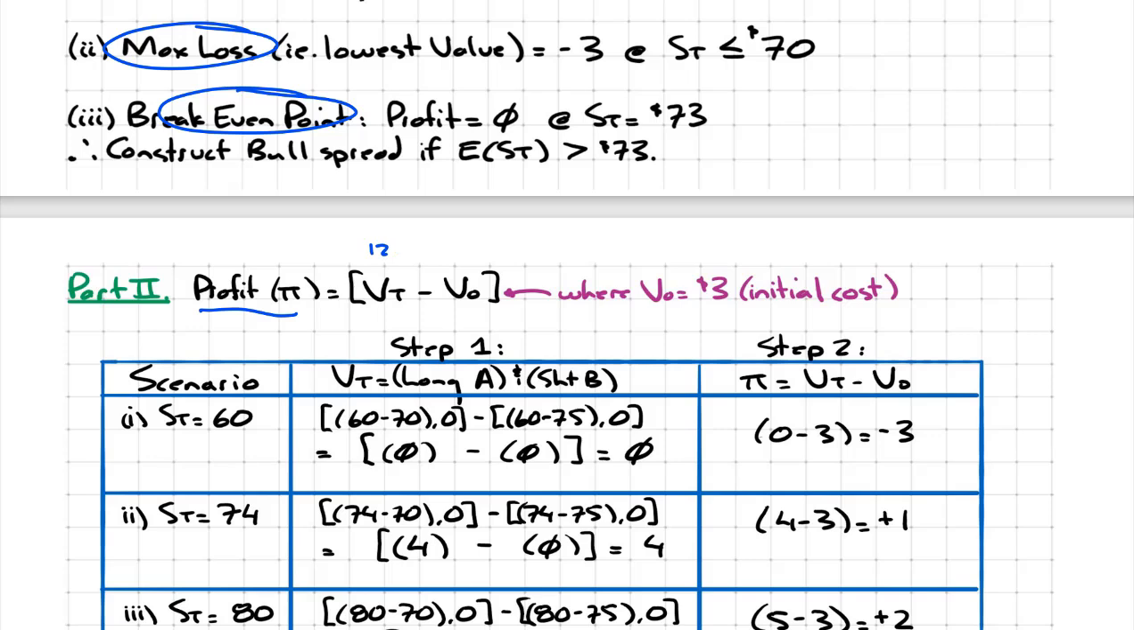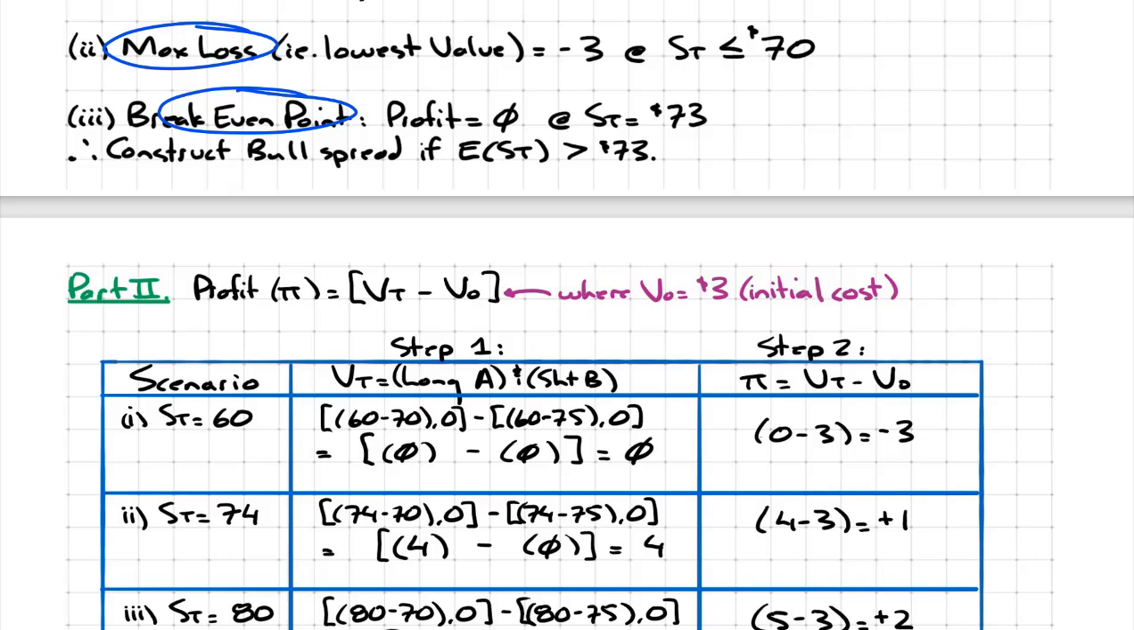Now we already know what the initial value of the bull spread is. We calculated it would cost us $3 to set it up. So that's it. V0 is done. We know exactly how much we paid for the strategy. So to calculate profit, step one, we need to calculate the terminal value of the position. And then once we have that, step two just finds the difference between the terminal and the initial value. So let's do a few.